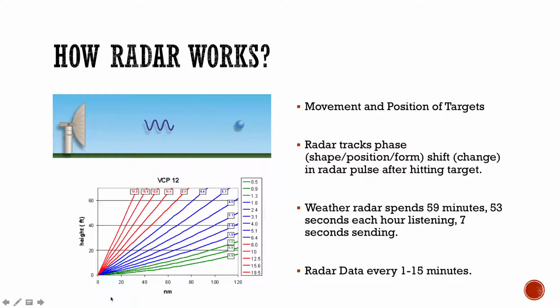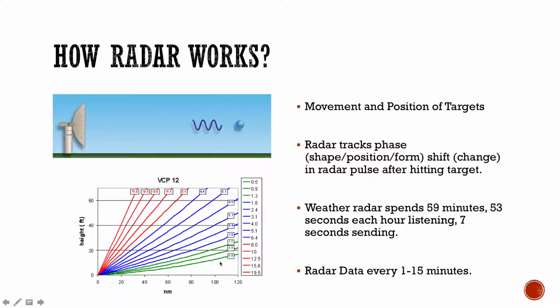It does this by following what we call volume coverage patterns. Again, this is where the radar spins, then tilts up, and then spins some more, and then tilts up again. It continues to tilt up, and this is one of our biggest volume coverage patterns. That's just so that it can see various heights in the atmosphere.